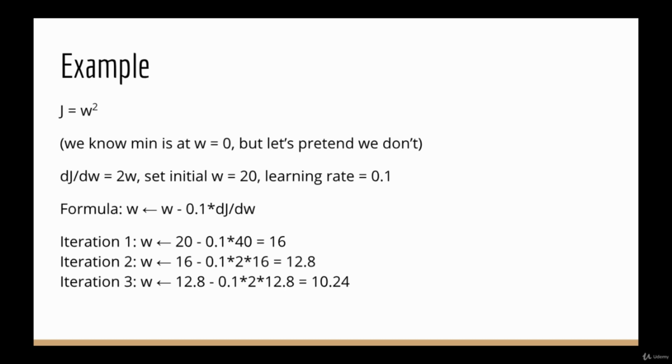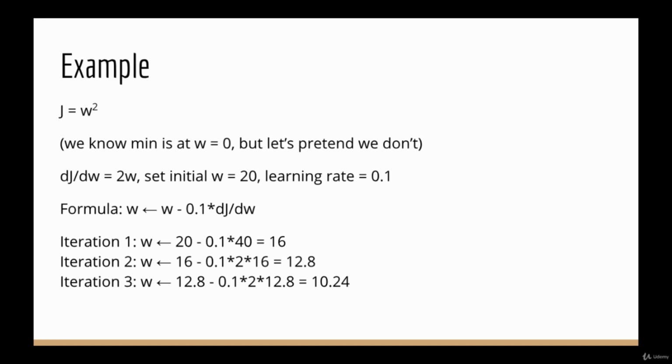To demonstrate this, we are going to do a very simple one-dimensional example, although usually in machine learning we are working in more than one dimension. This will help us visualize what's going on. So let's take a simple function, J equals w squared. We know that the minimum is at w equals 0. Our weights are randomly initialized, so suppose we begin at w equals 20. We know the gradient dJ by dw is 2w. Let's make our learning rate 0.1.